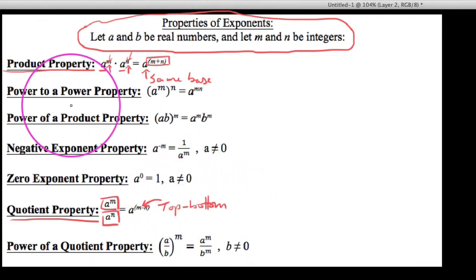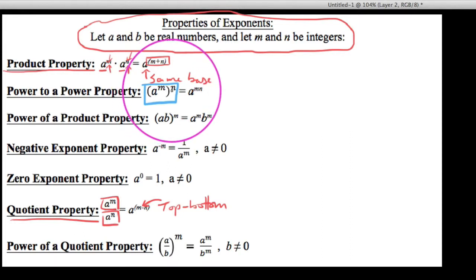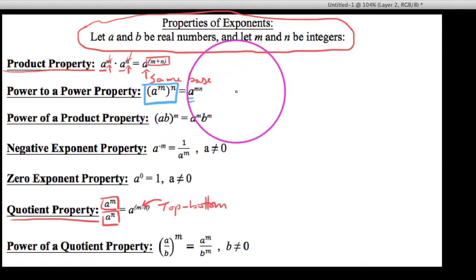Okay. So now, on to a very, very important property of exponents. That would be the power to a power property. And you can always identify a power to a power because you've got something that's being raised to a power, in this case a to the m, which in turn is also being raised to another power, n. And so when you raise a power to a power, you still get the same base here, a, but you multiply the two exponents.